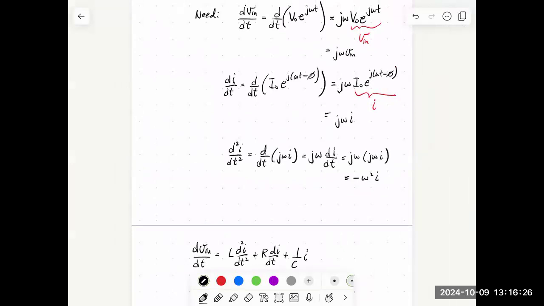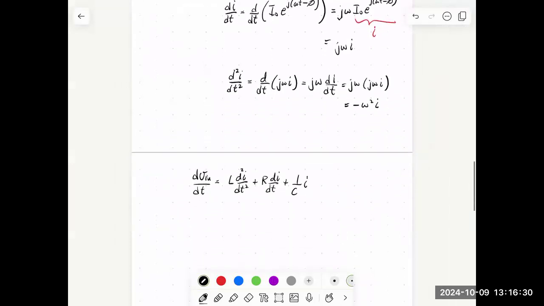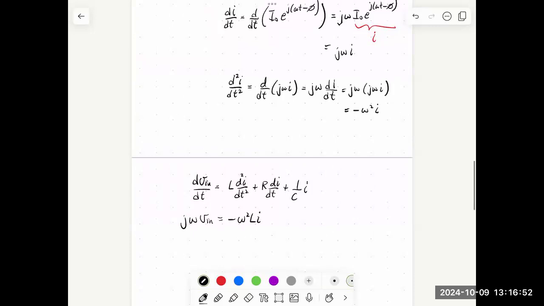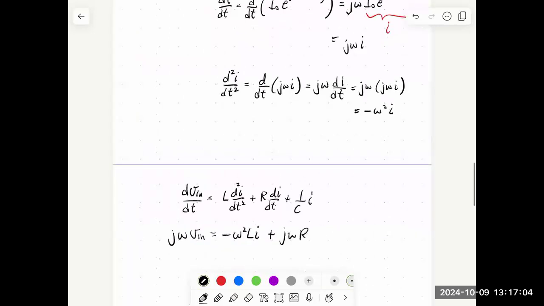So the derivative of the voltage, j omega Vn. All right, so we get j omega Vn is equal to L times two derivatives of the current, which is minus omega squared L times I. Then we have plus R times one derivative of the current, so it's j omega R times I. And then it was plus 1 over C times I. So we're not going to do anything to that one right now.